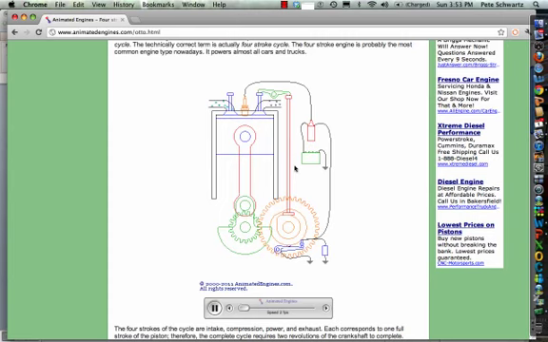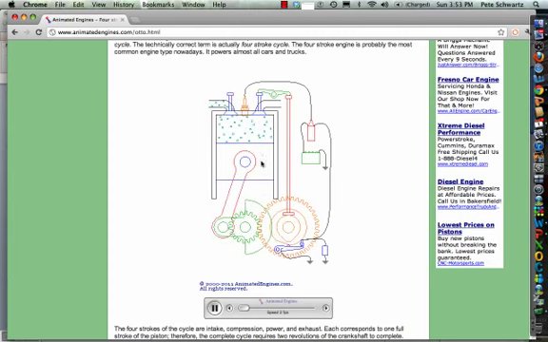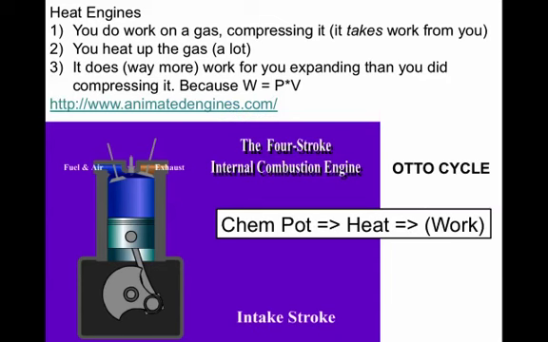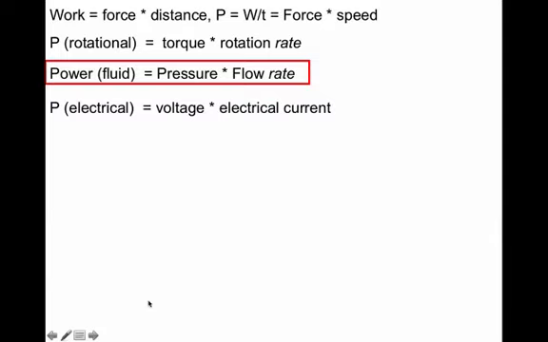This is called a four-stroke engine because intake is one stroke, compression is the next stroke, power is the third stroke, and then exhaust is the fourth stroke. And in this process, we can think of the chemical potential energy of the gasoline turning to heat, which makes the explosion, which turns to work, which is what drives the piston down and drives the crankshaft around.